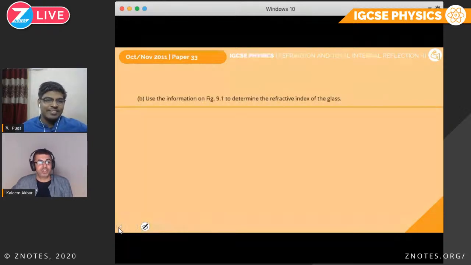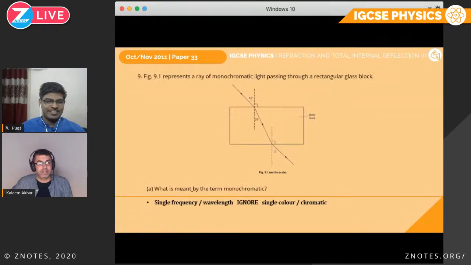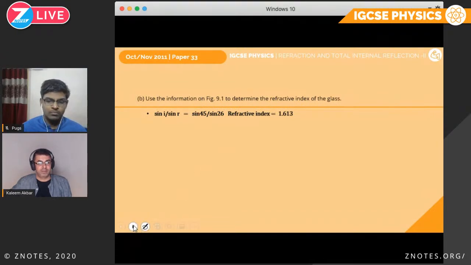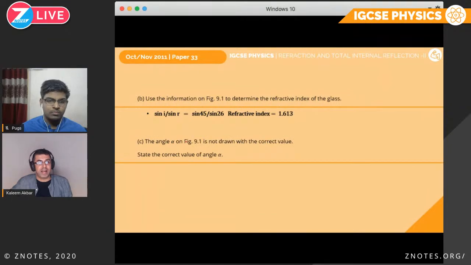Use the information to determine the refractive index. Now we need to go back for this. What's the angle of incidence? 45. What's the angle of refraction? 26. So what we do over here: n equals sine i over sine r, sine 45 over sine 26, and we get a refractive index of 1.613.